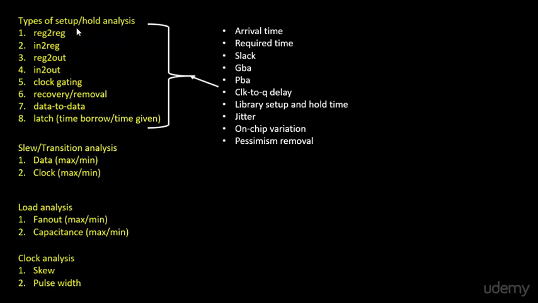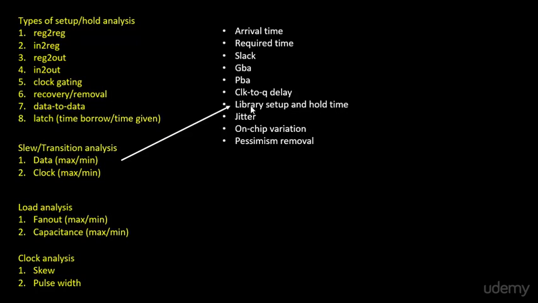So in the next course, when you look into the timing reports for these kinds of checks, the concepts remain the same, nothing changes except the kind of checks. That's one piece of good news for the things that we did in this course. The second good thing is that when we learn about transition analysis or the slew analysis for the clock and data, we'll come to know the library setup time and hold time are very much dependent on the clock and data transition. So that's again good news.